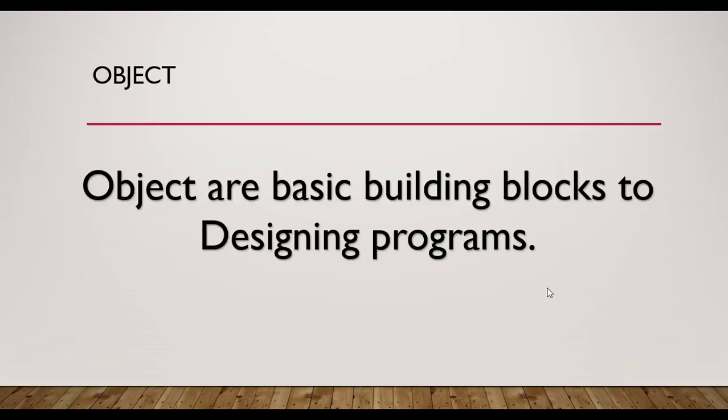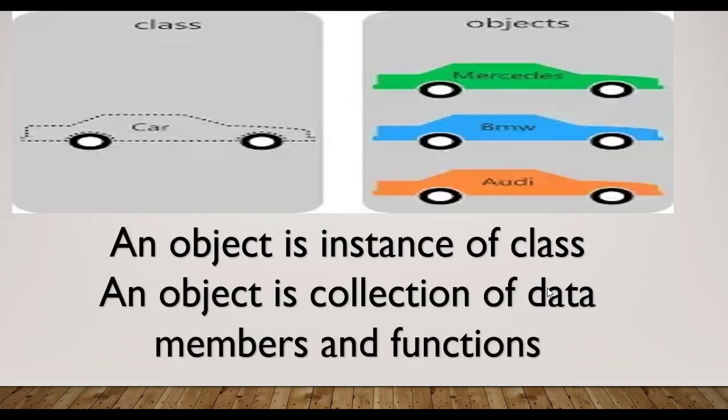What is a class and what is an object? Objects are basic building blocks. In order to design programs, we are using objects. An object is an instance of a class. That is, an object is a part of a class. For example, if we take objects as Mercedes, BMW, Audi, all these belong to a category, that is a class of car. A car is a class. The objects will be Mercedes, BMW and Audi.